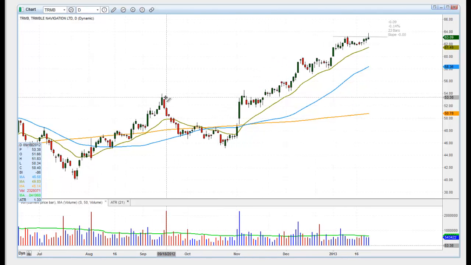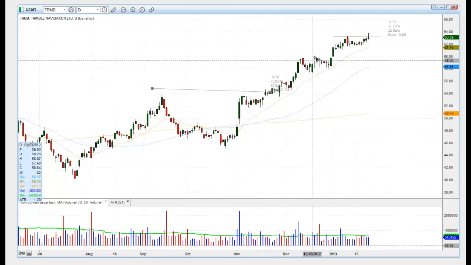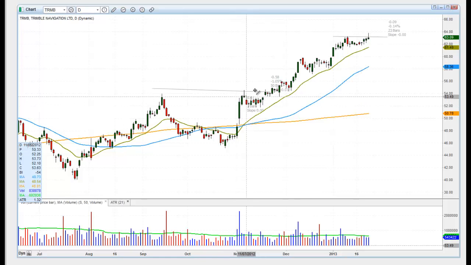You know, what we look for is we have a base, which is at this level here. You have a breakout. Once a stock is extended more than 20 or 30%, with each subsequent base the odds increase that it could fail. So TRMB is about 20% extended from its last true base.